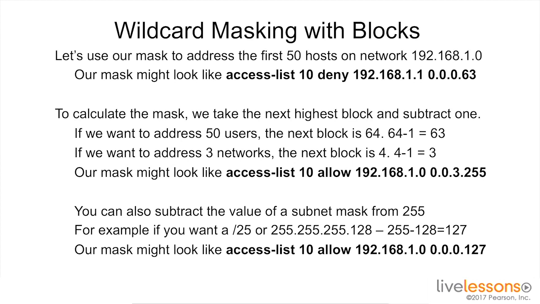Another way to figure a wildcard mask is that you can subtract the value of the subnet mask that you want to use from 255. For example, if you want to exclude a /25 subnet or 255.255.255.128, you would subtract 128 from 255, which equals 127. In that case, our mask would look like 0.0.0.127. So as you can see, with these 2 techniques under your belt, you'll be making wildcard masks in no time.